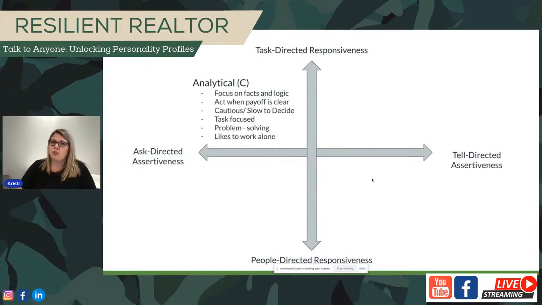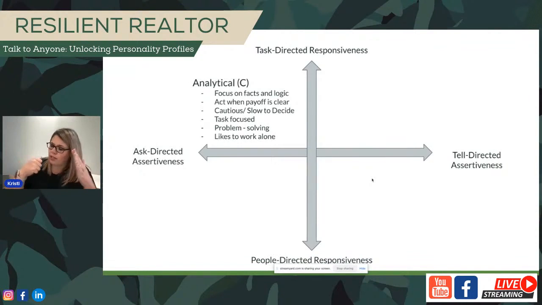They are slow to make choices, meaning they want the details. They want to know what they're getting into. A lot of times they're very cautious and slow to decide because they're waiting to make sure that the payoff is clear, right? They have an aversion to risk, so their risk tolerance is very low. They need more details and they need more time.